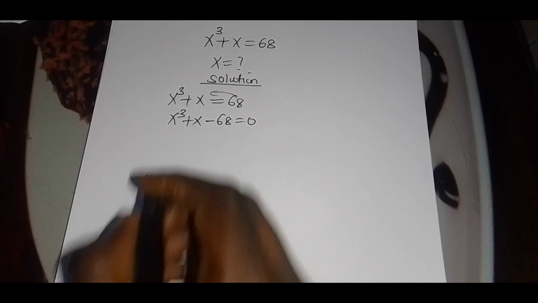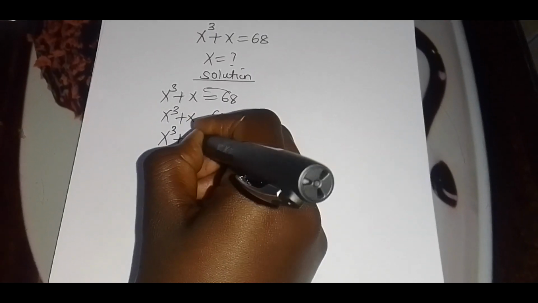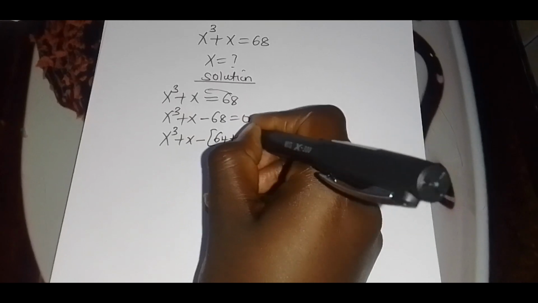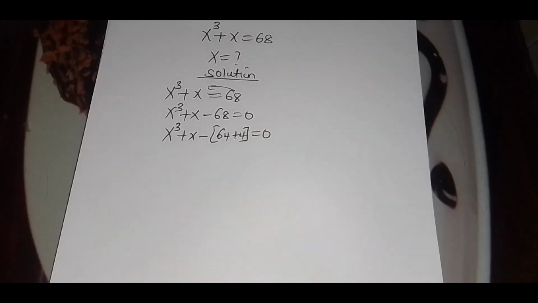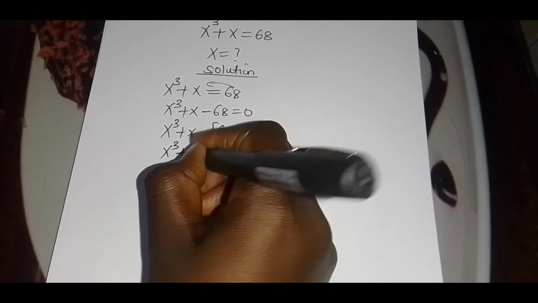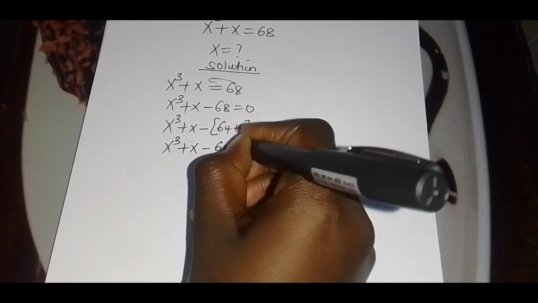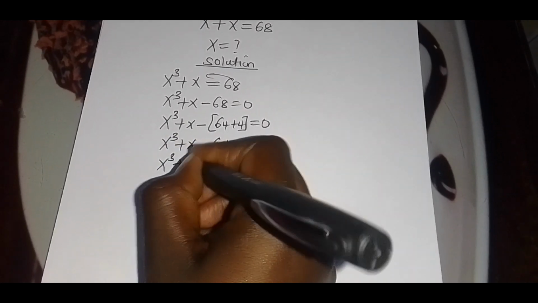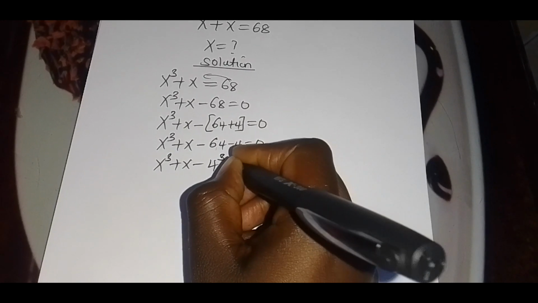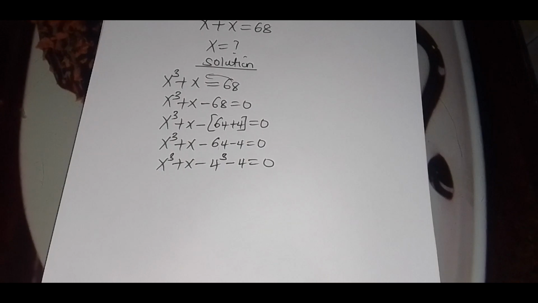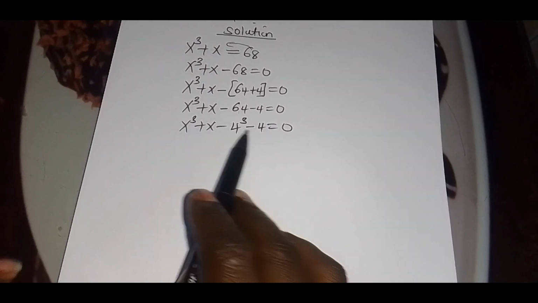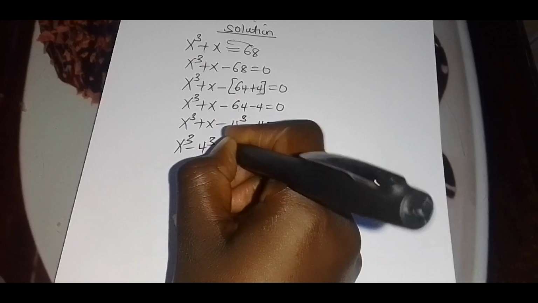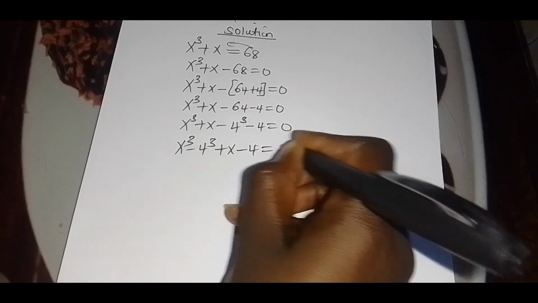Now 68 can be expressed as 64 plus 4, so we'll have x cubed plus x minus 64 minus 4 equal to 0. We can express 64 as 4 cubed, so x cubed plus x minus 4 cubed minus 4 equals 0. Now you can see we have x cubed and 4 cubed, so we can put them together: x cubed minus 4 cubed plus x minus 4 equals 0.